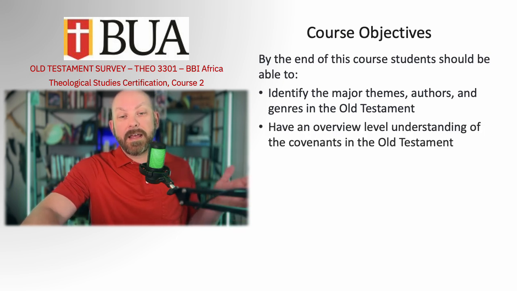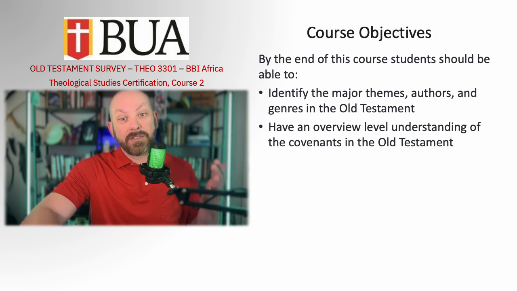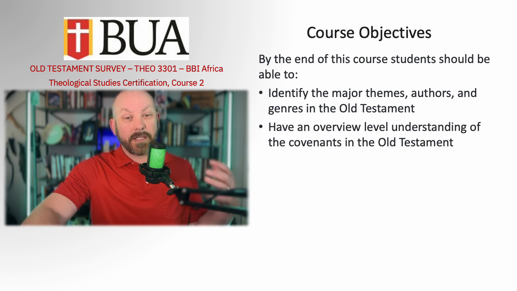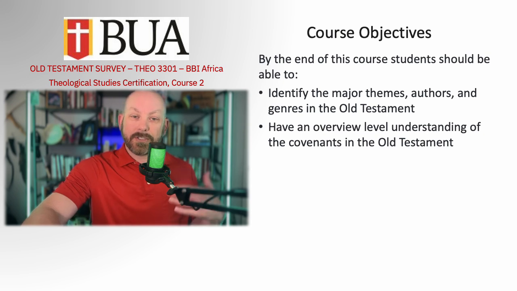Then we're going to look at having an overview level understanding of the covenants in the Old Testament. Again, when we title a course something like Old Testament Survey, we're not trying to go in super great detail in every single little thing. It'll be similar when we get to our New Testament survey. We're going to have to cover a lot of ground in a short amount of time together. So we're going to go quick. We're just looking at overview level things. Don't worry. As we get further into the program, things will get deeper and slower, and our level of understanding and comprehension will grow for sure. So we're just trying to have an overview level of covenants in the Old Testament.